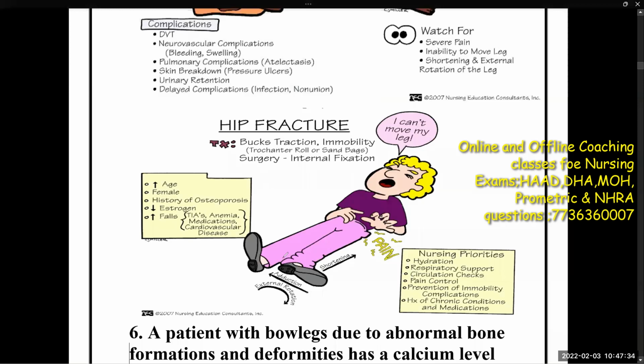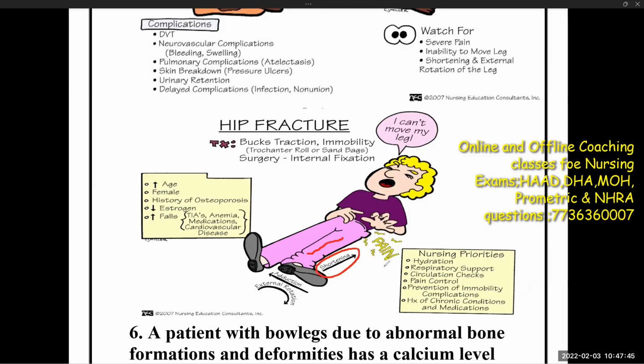Here, this is an affected leg where the height is reduced. So shortening of the affected extremity is one sign, and there will be pain. Patient complains of pain and adduction. Both legs come very close. Adduction and external rotation. See, look at this leg. It is externally rotated. So how do we assess hip fracture?